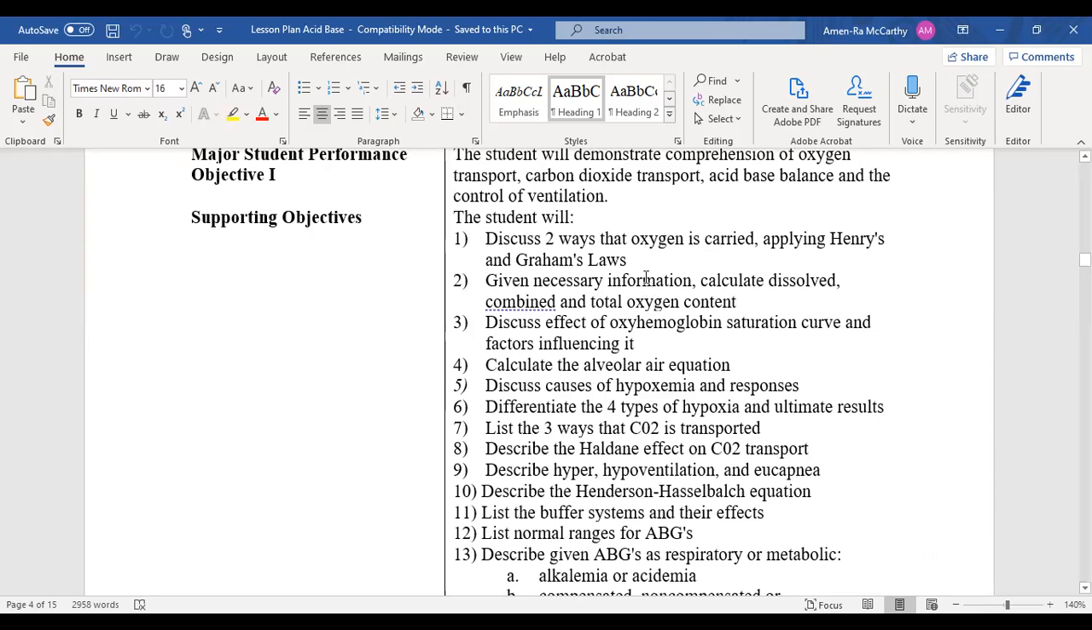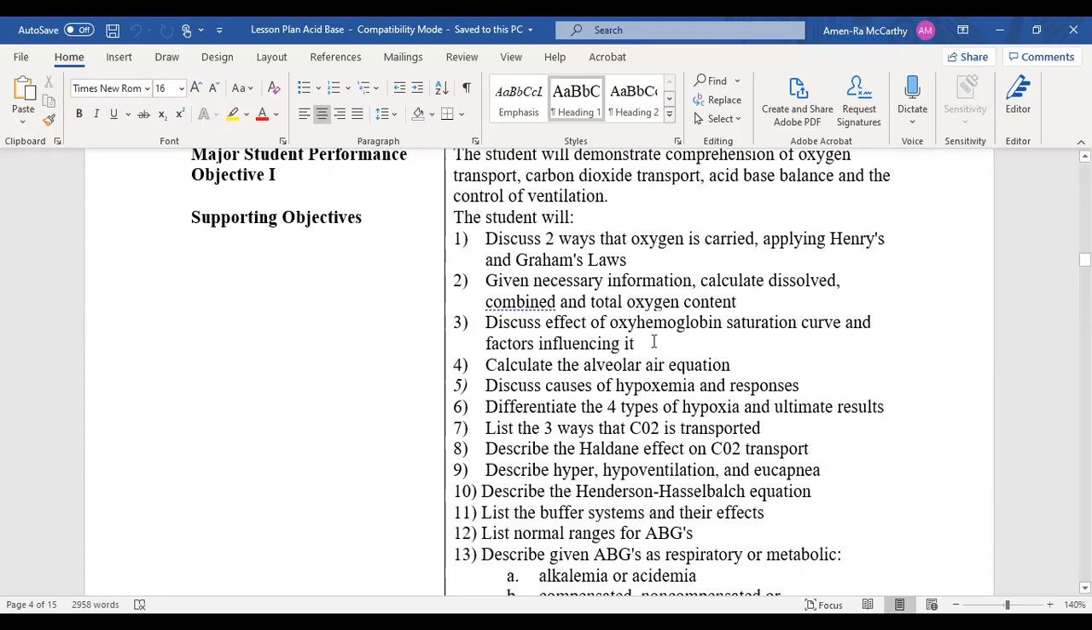There are 2 ways oxygen is carried. Give necessary information to calculate the dissolved, combined, and total oxygen content. The oxygen content in our blood, some of it is dissolved into the plasma, and some of it is combined to the hemoglobin. And then when you add those 2 together, that's my total content.